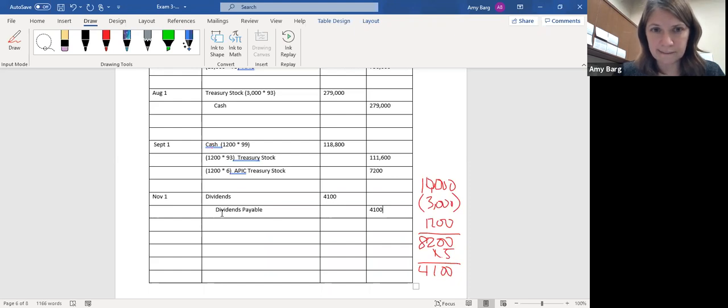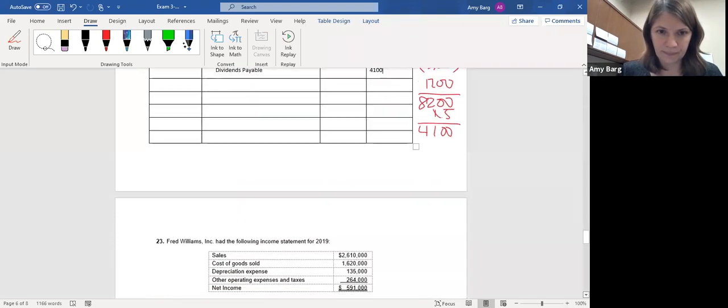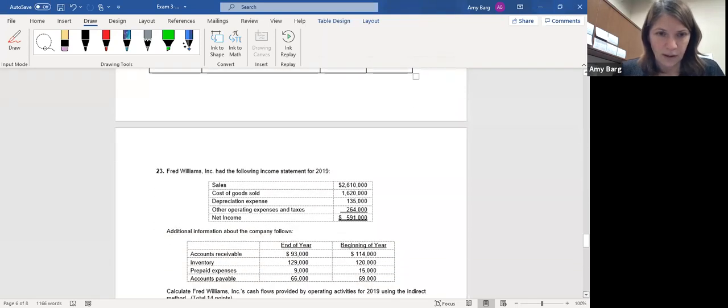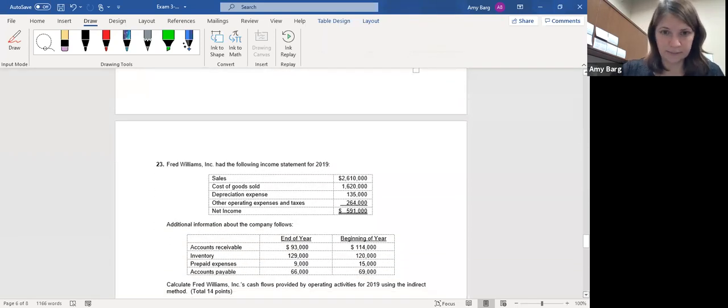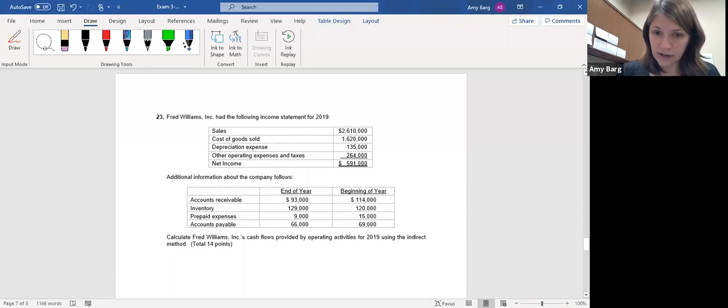Any other questions? Okay, so this one is a statement of cash flows, and it's just asking you for the indirect method on the cash flows from operating activities.